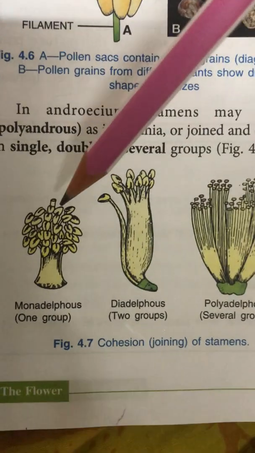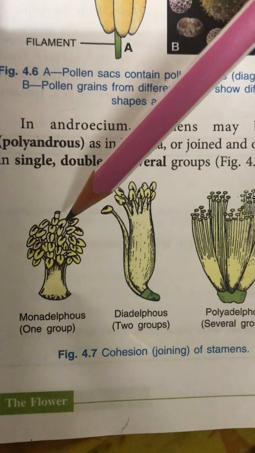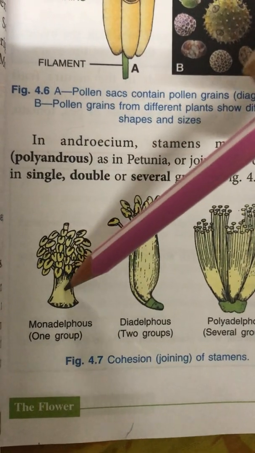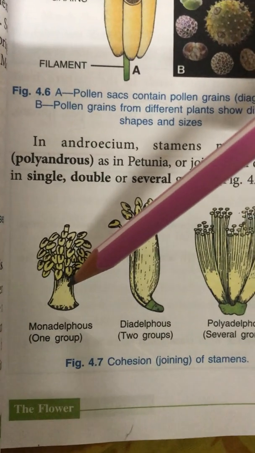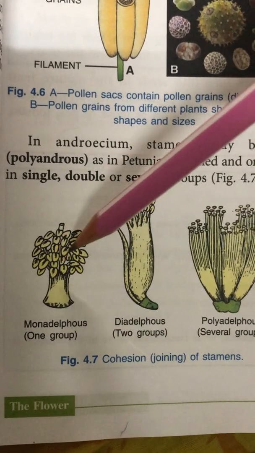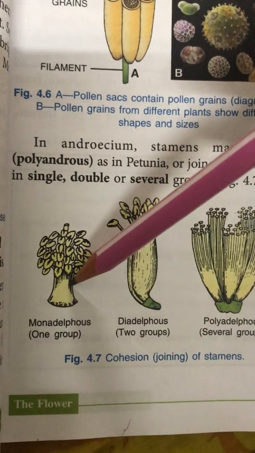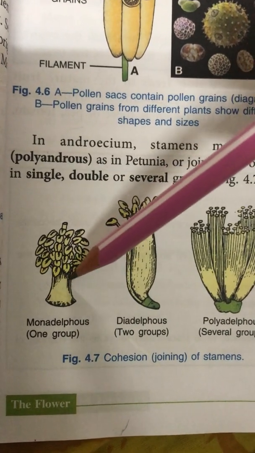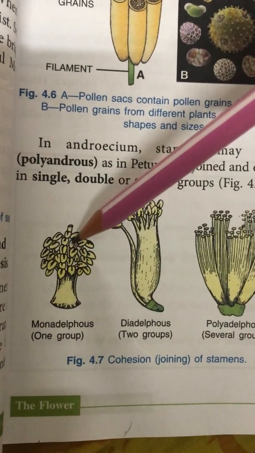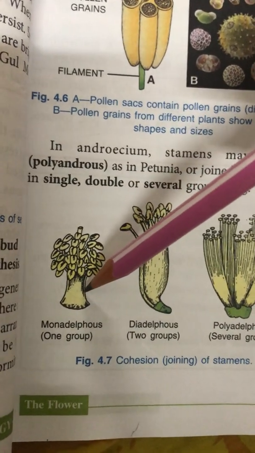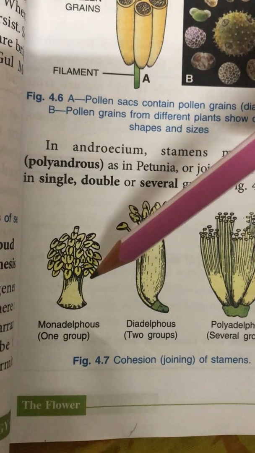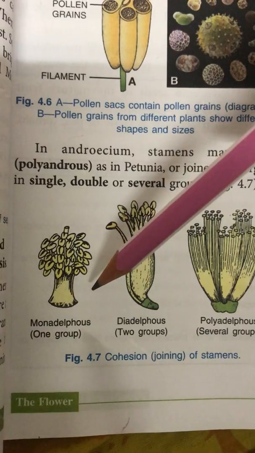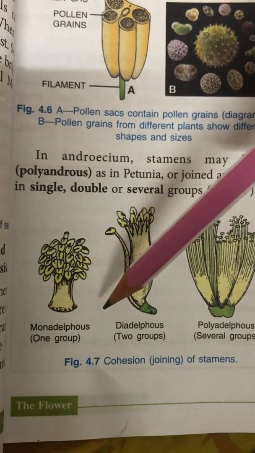The first one is monadelphous. What you see in hibiscus or China rose, you will find all the stamens, mainly the filaments here, are united to form one bundle. These are the anthers which are free, but there are several stamens, say 50 to 100, and all of them, their filaments join together to form one bundle. Anther lobes are free. But such a condition of androecium in which the stamens, or mainly the filaments, are united to form one bundle is called monadelphous.